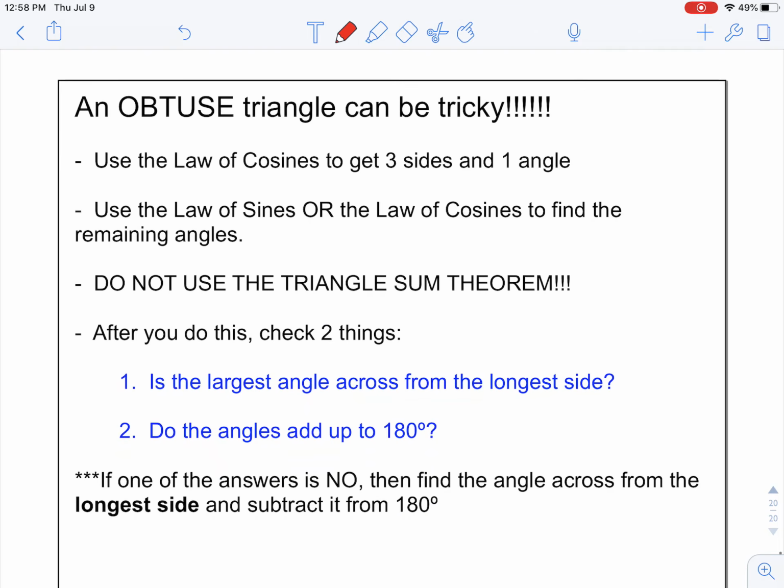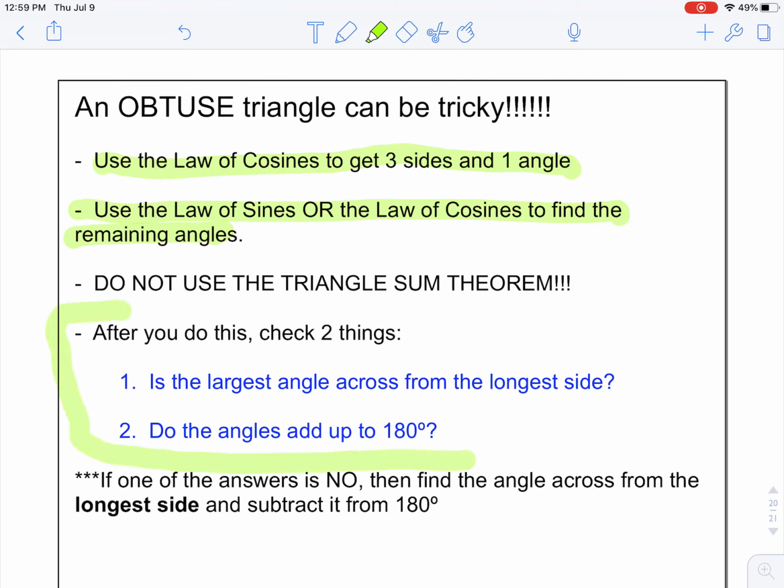So that gives you some practice on law of sines and cosines. And I know that there's a lot to it, but do your best. And then this is the last point I want to just point out. We're not going to actually deal with this too much, to be honest, because of the length of what we're already doing right now. But if you do have an obtuse triangle, it can be tricky. And so what you need to do is use the law of sines to get 3 sides and at least 1 angle, and then use the law of sines or cosines to find the remaining angles.